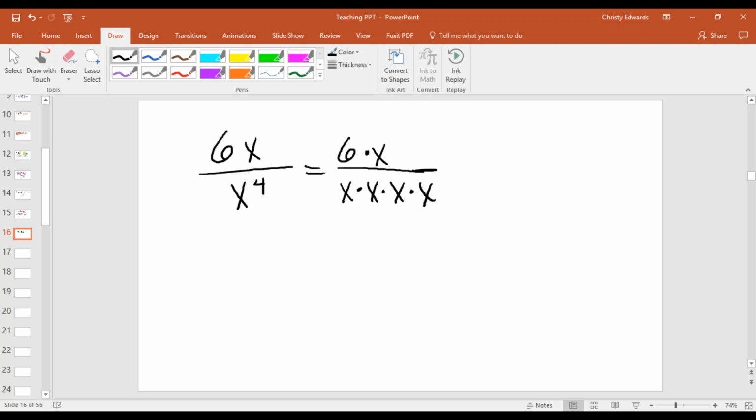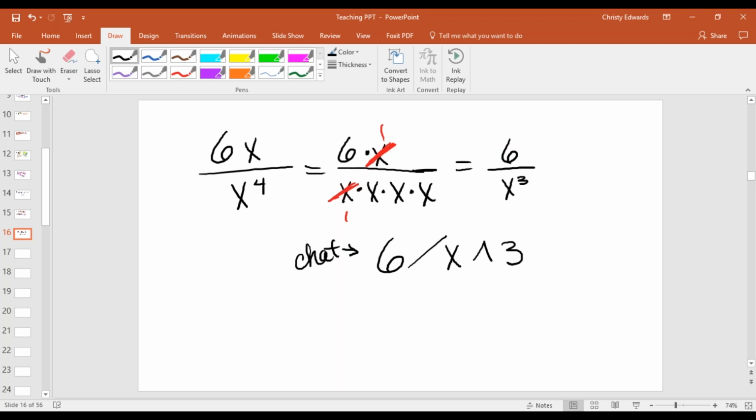Look at me writing that out the long way. See what happens there? That x and one of these x's cancel to 1, so more simply, 6 over x to the third, or chat it this way, 6/x caret 3. Yes, Lexia, Morgan, you sent me that. Good, good, good.